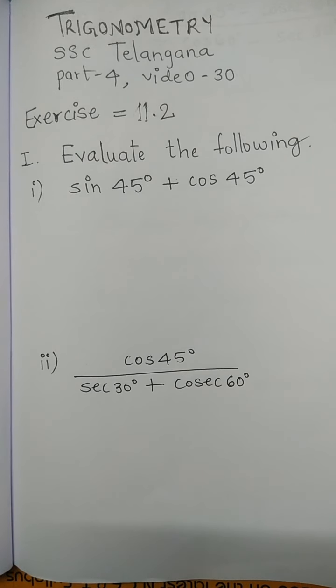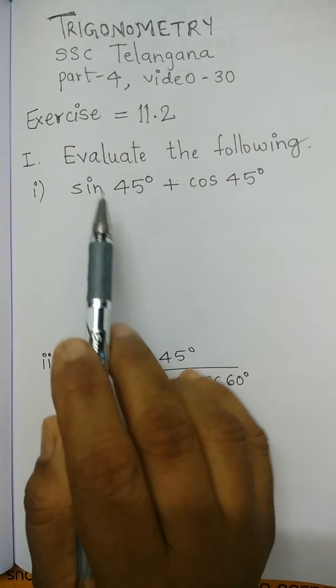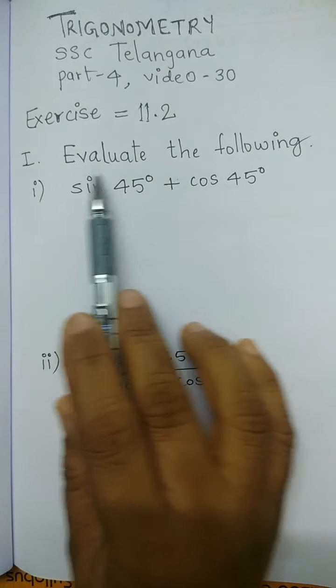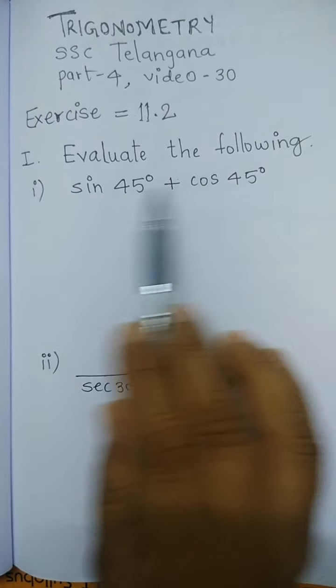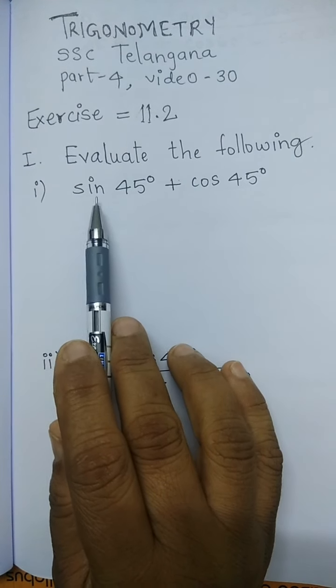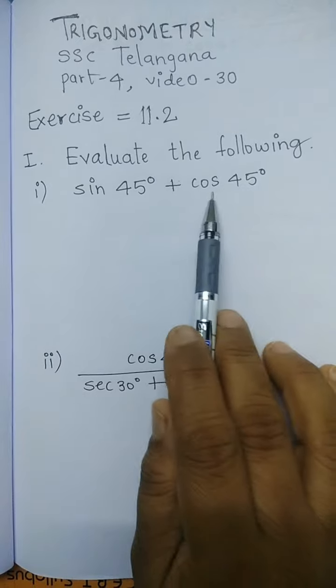Today we are going to solve the problems of exercise 11.2. Are you ready with your notebook and pen? Yes? So let's get started. Here the first question is: evaluate the following. It means you have to calculate the value of sin 45 degrees plus cos 45 degrees.